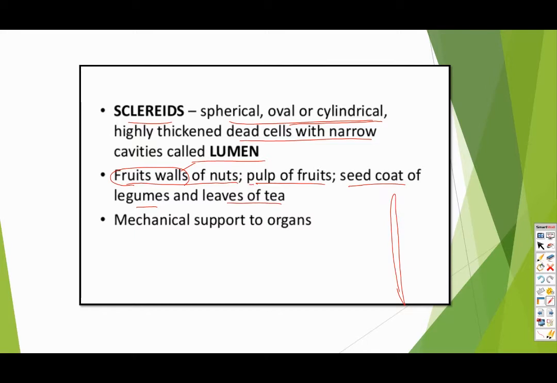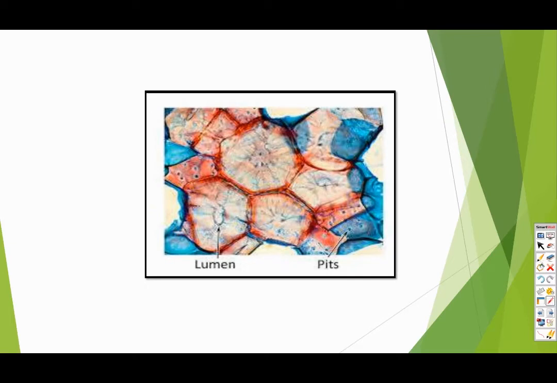Now their main function is nothing but mechanical support. What do they provide? Mechanical support. Now moving ahead, look at this particular thing. This is how your sclereids are, polygonal or spherical in shape. Now can you see the spots in the middle? Now these are nothing but your lumen. Now can you see these black spots over here? Those are nothing but your pits. What are they? They are nothing but your pits.